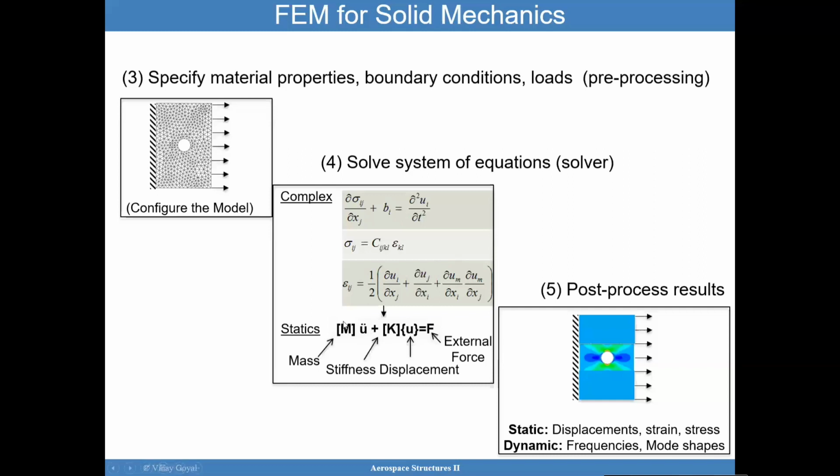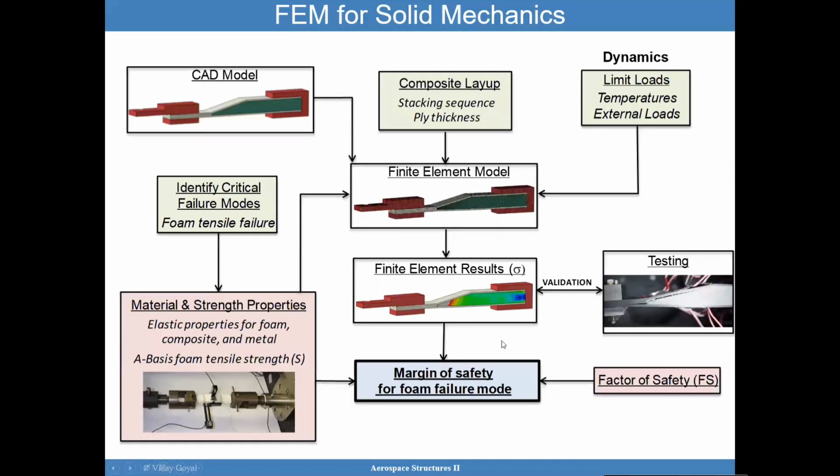And then I can now solve this equation. I'll show you how this is done. Once you solve these equations, you can post-process the results. If I want a static solution, you will set u double dot to 0 and then get the static solution. If I want to solve this dynamically, I can do that too. So what is the end goal?